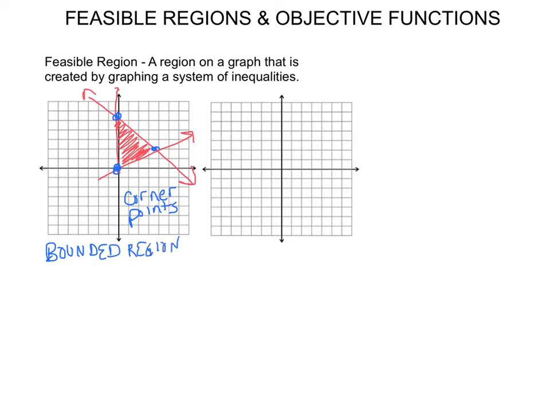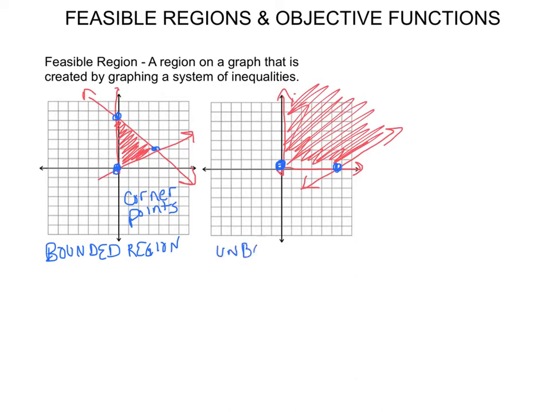Sometimes a bounded region can have 3 lines that bound it. Sometimes it can have 5 lines that bound it. It just depends on what the particular inequalities themselves are. But sometimes we can have a region that maybe looks like this inequality and this inequality. And when we graph it, we end up with a region that looks like this. This region still has corner points here and here, but this is what is known as an unbounded region. So those are the 2 different types of feasible regions that you're going to see.